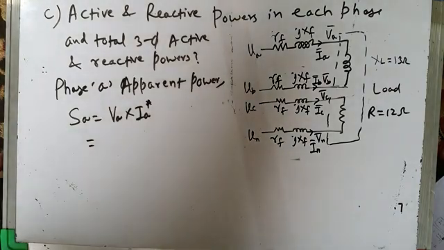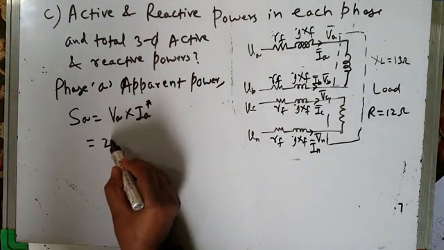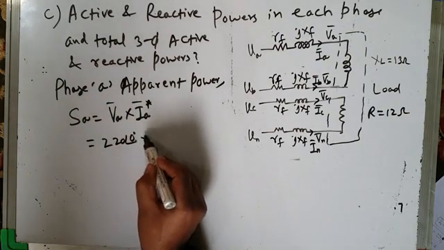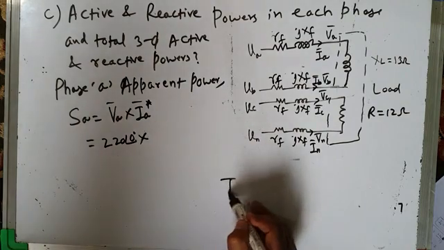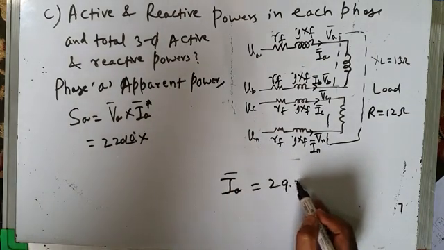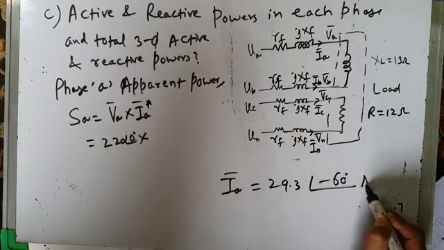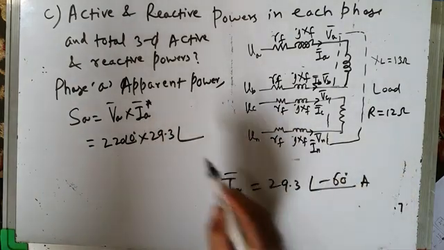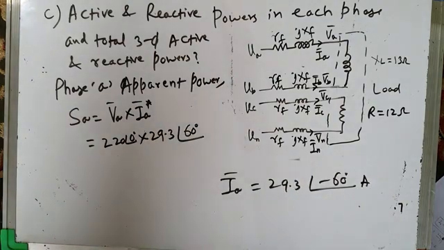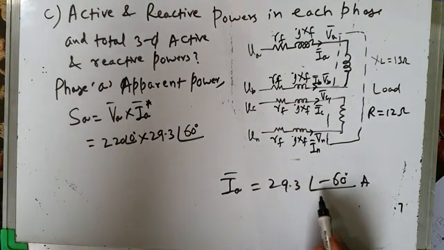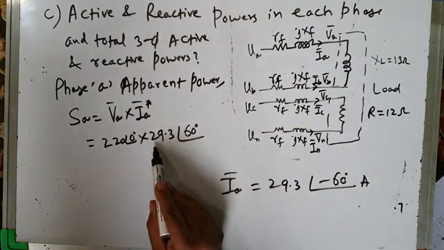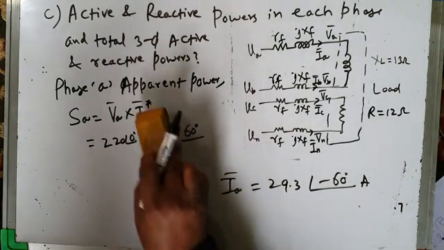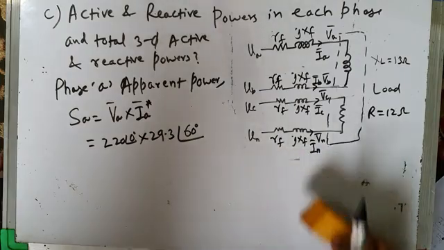So what is the voltage? We already know the voltage: VA is 220 at an angle of 0 degrees, into what is IA? Just a few moments back we found IA as 29.3 at an angle of minus 60 degrees amps. But when you take the complex conjugate, this minus 60 degrees will automatically become plus 60 degrees. The complex conjugate of IA, which is 29.3 at an angle of minus 60 degrees amps, becomes 29.3 at an angle of plus 60 degrees amps.